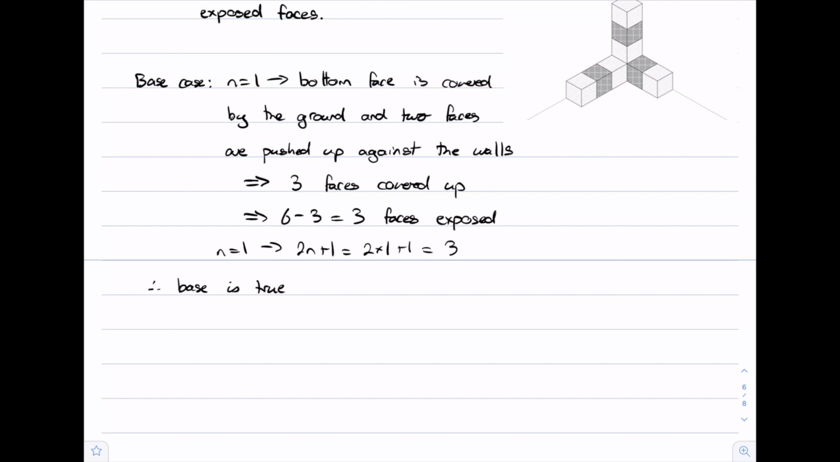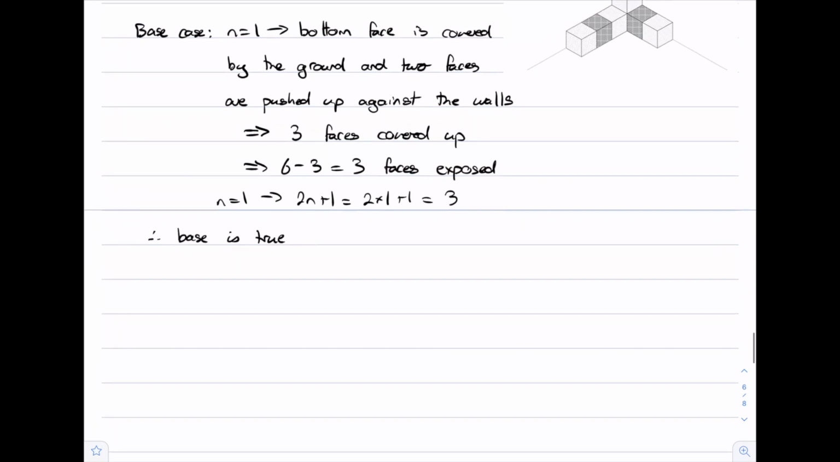Good. Now we need to make our inductive hypothesis, our assumption. So I'm going to write it as inductive hypothesis. And I think it's not a bad idea for you to do the same in an exam, because it labels exactly what's going on. It shows that you know the steps of the induction process as well. So we're going to assume that n equals k is true.